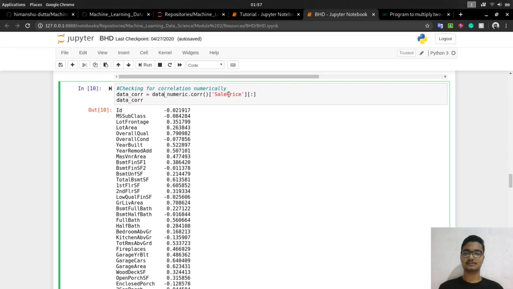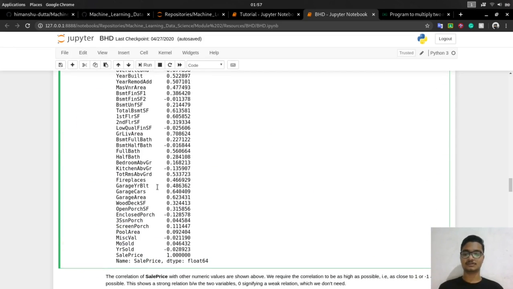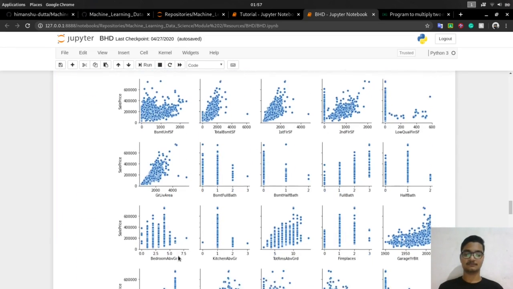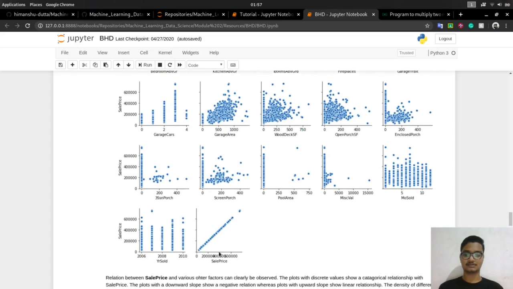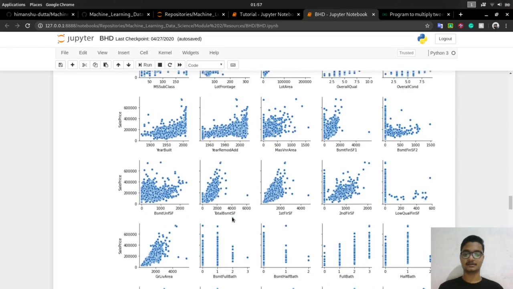Right now, since sales price was our target value that we had to find, we check for correlation between various columns and the sales price. Between sales price and itself, the value is of course 1, because sales price is completely related to itself. The relation of sales price with sales price is completely linear.